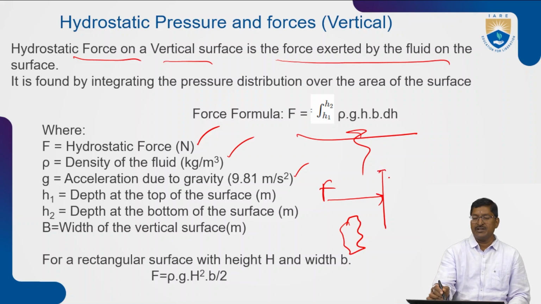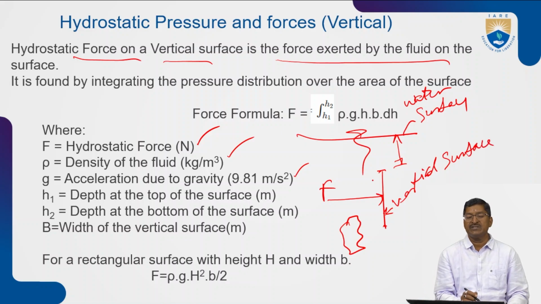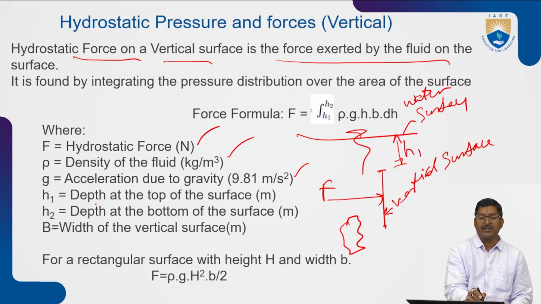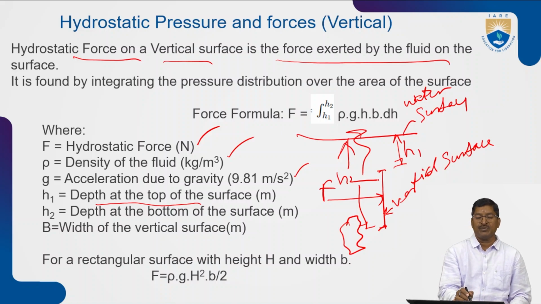So here is the liquid surface, that means the water surface, and this is the vertical surface. The height from the top of this vertical surface to the top surface of the liquid is h1, the depth at the top of the surface in meters. Similarly, for the bottom of this vertical surface, this one is called h2, the depth at the bottom of the surface.